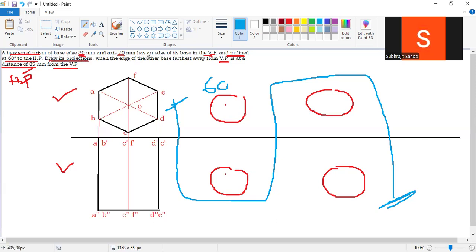Draw the projection when the edge of the other base farthest away from the VP is at distance 85 mm from the vertical plane. Sir, 85 mm from the vertical plane means it will reflect where? In the horizontal plane or not? That means 85 first will come here. Okay, 85. But in the question 60 degree is given for confusing the students only, right? Observe, read the question carefully, then give the answer.